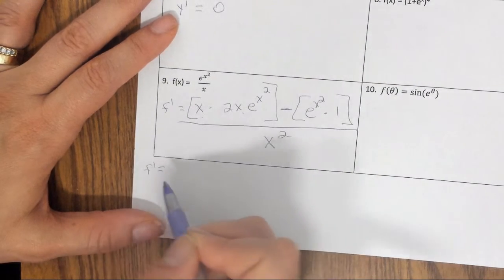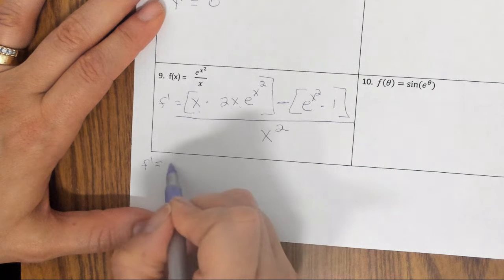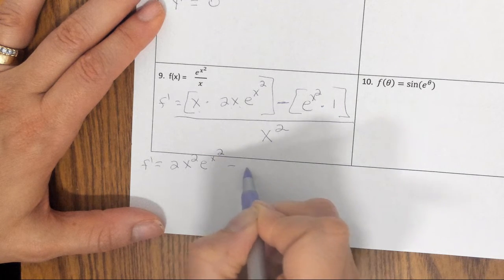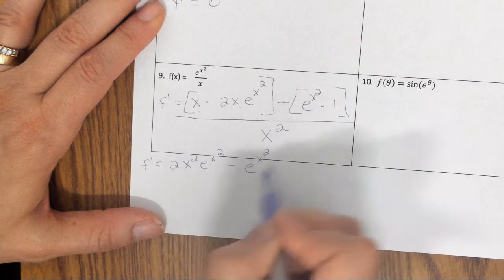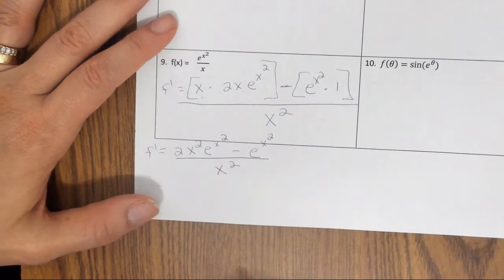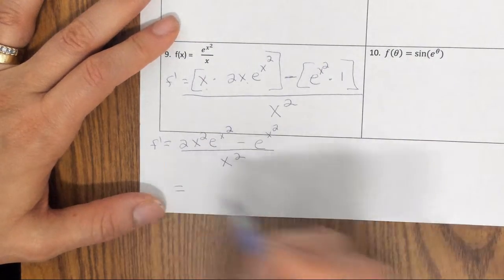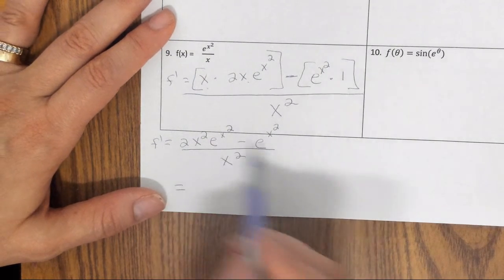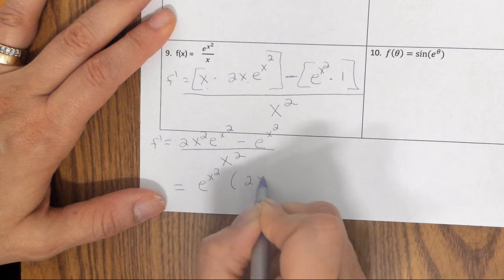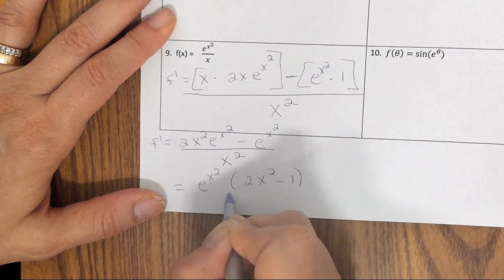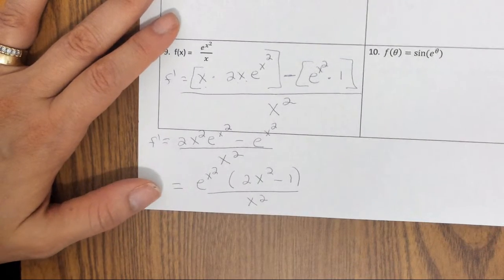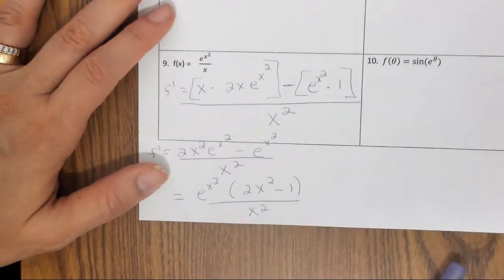So let's clean this up. We have f prime equals x times 2x, I get 2x squared, e to the x squared minus e to the x squared times 1 is just itself. So you can leave it like that, or we can make it look even nicer. Since both of these terms have an e to the x squared, we can factor it out. I have 2x squared minus 1 all over x squared. Final answer. Hope this helped.